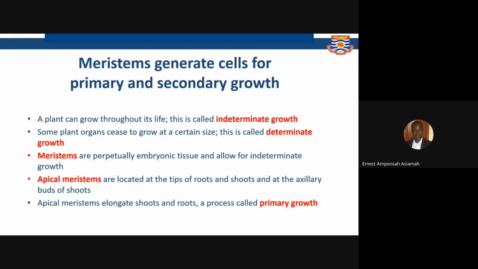The primary growth is for the lengthening of the plant. So if the plant has to grow taller, the apical meristems will have to undergo cell division and generate cells that will be added to the plant, and that is what is going to manifest as primary growth, which is the plant growing taller.